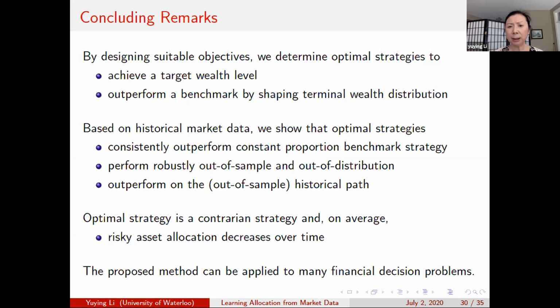And based on historical market data, we show that indeed the optimal strategy obtained in this framework consistently outperforms the constant proportion benchmark strategy, and robust testing looks good. And also the optimal strategy, both in the constant wealth level target case and the stochastic target case, is essentially a contrarian strategy. When the market goes up, it allocates less to risky assets, and the reverse. And moreover, the allocation to risky assets decreases over time. As you get close to retirement age, you are exposed less to risky assets.